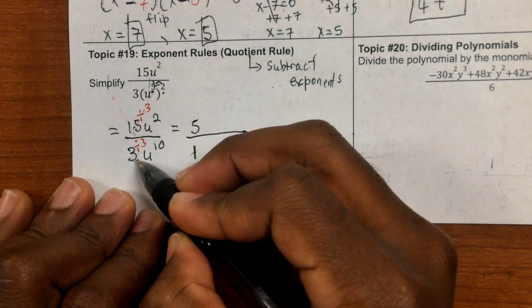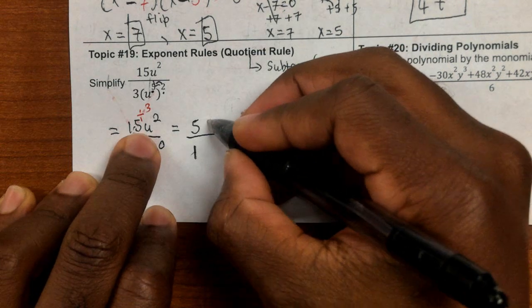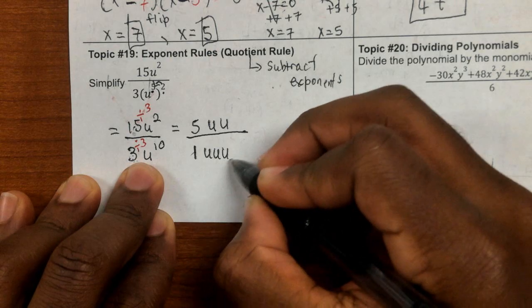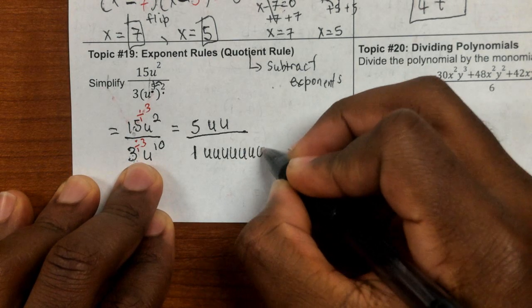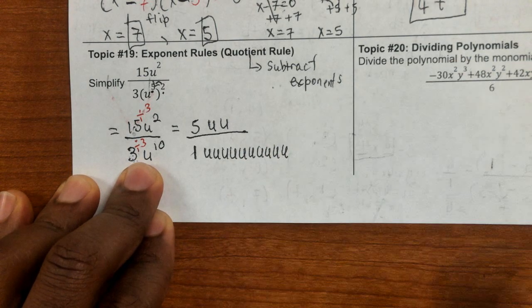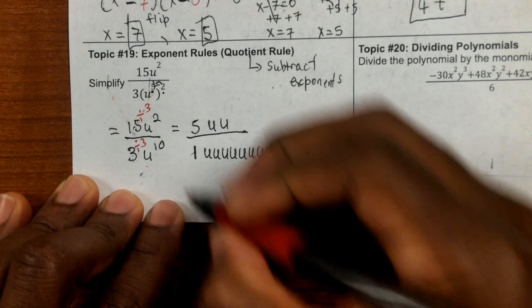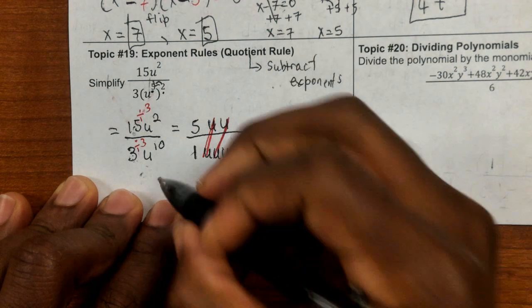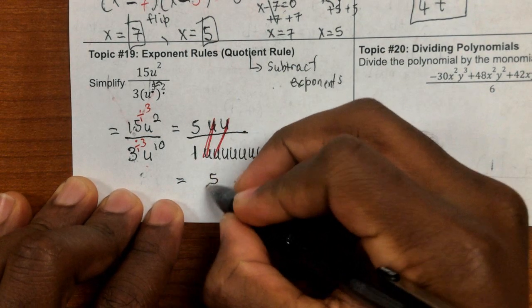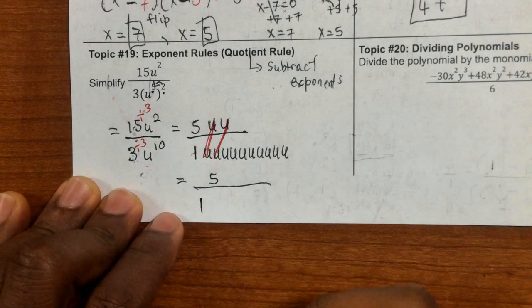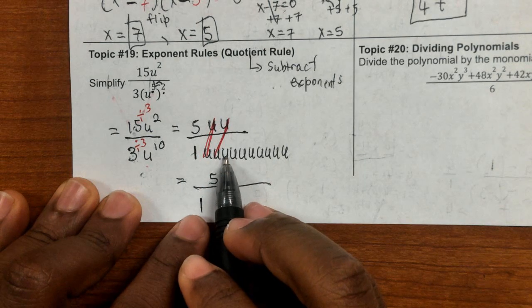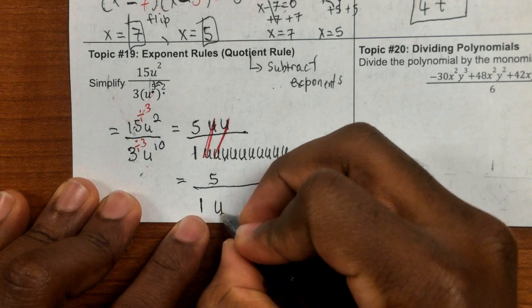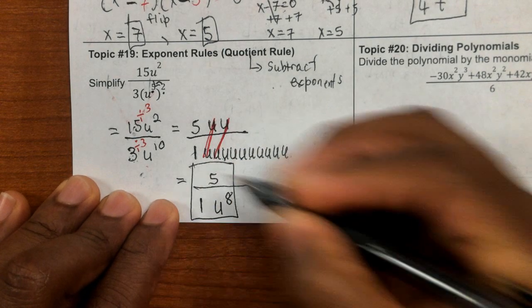You simplified right here. Now we're going to write out the amount of u's I have. I have 2 u's right here. I have 10 u's right here: 3, 4, 5, 6, 7, 8, 9, 10. So now I'm going to cancel out the amount that I can. So I can cancel 2. That means I have only the 5 left at the top, the 1 right here at the bottom, and then I'm going to count the amount of u's I have. I have 1, 2, 3, 4, 5, 6, 7, 8 u's. So that's u to the 8th. And this will be the result.